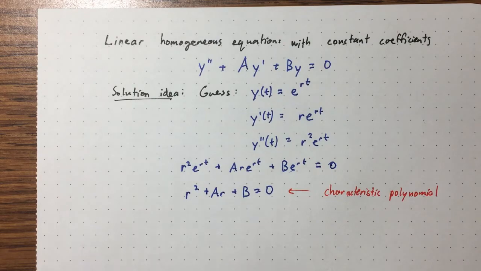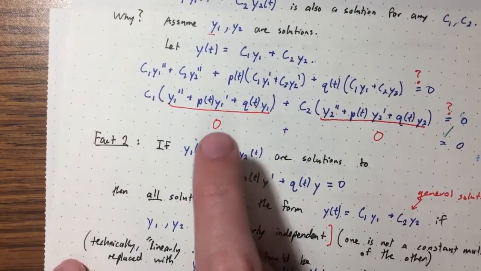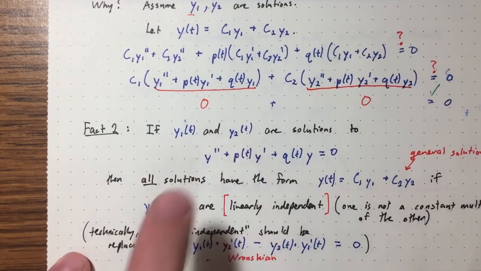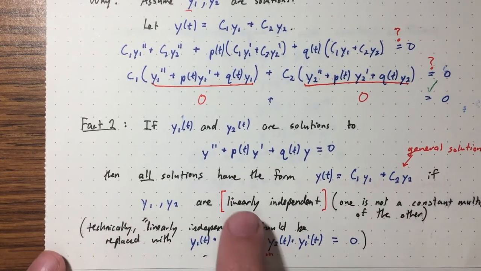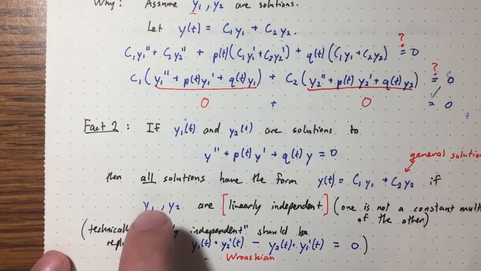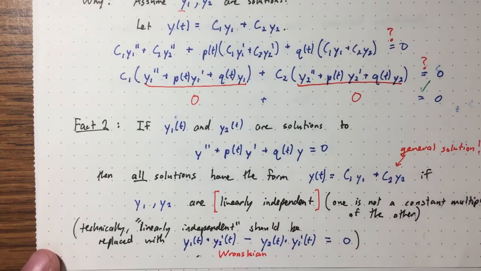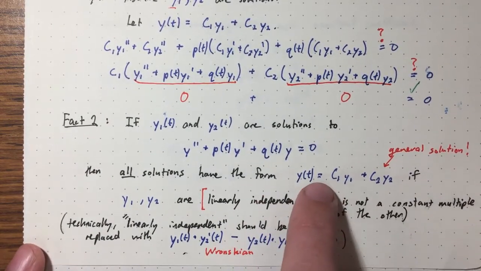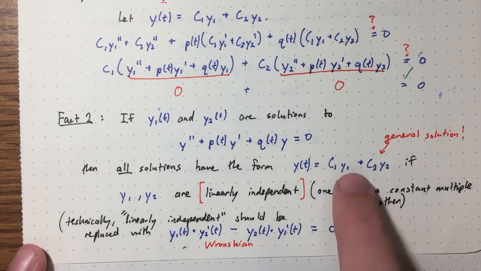Well, you might say we only have two solutions. How do we get the general solution? That's where this comes in, all right? This fact 2. So if we have two solutions, as long as they're different, as long as they're linearly independent, so if one is like e to the 2t and the other is e to the 3t, we're good, right? Because one of them is not a constant multiple of the other. Then we can just write down the general solution. It's just this right here, right? Where y1 is the first solution, y2 is the second solution.